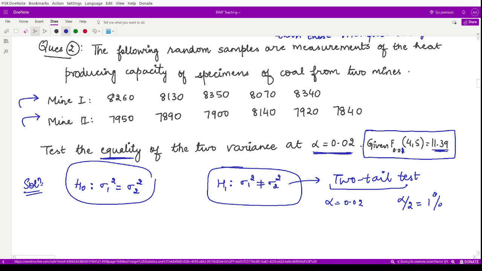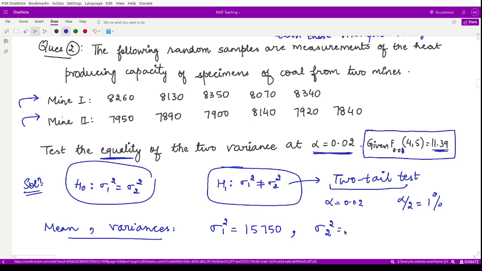In this case, because you are only given the raw data, first of all you will calculate the mean and the variances. However, the mean is not directly required. So in the first case, what is the variance? The variance for the first sample is given to be 15750. This we have already calculated in the previous question, previous test I guess. So you may please check this value. And the value for the second sample is 10920.